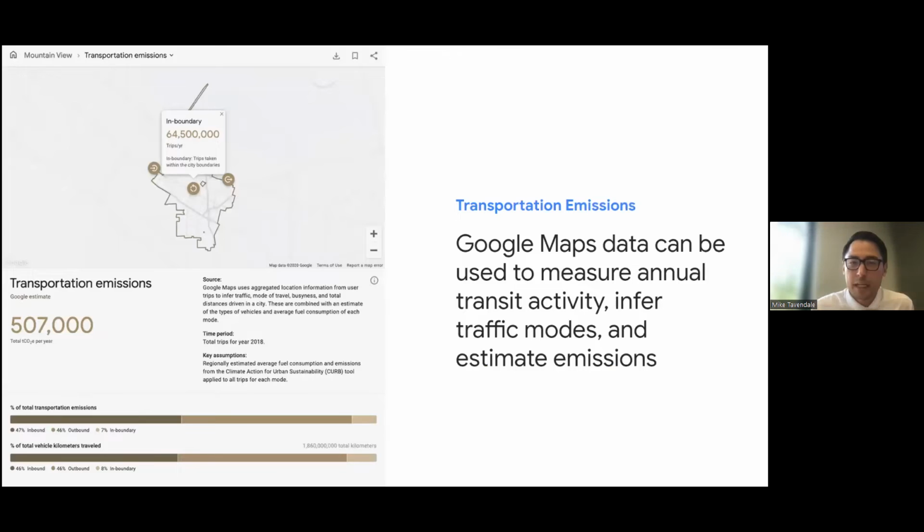Moving on, transportation emissions. With EIE, we're able to categorize and aggregate trips taken within the city boundaries and the trips that cross the city boundaries using real activity data from Google Maps. Not only are we able to quantify the trips, but we're also able to calculate the vehicle miles traveled. Next slide.